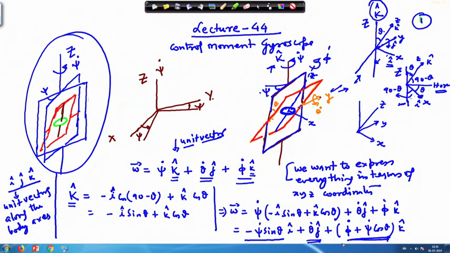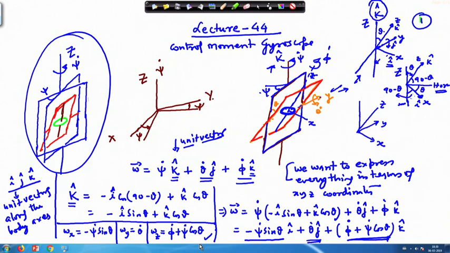So, you can see that here if I write in this place itself, your omega x is equal to minus psi dot sin theta. Similarly, omega y becomes equal to theta dot, and omega z is equal to phi dot plus psi dot cos theta. So, these are the components of the angular velocity along the body axis.